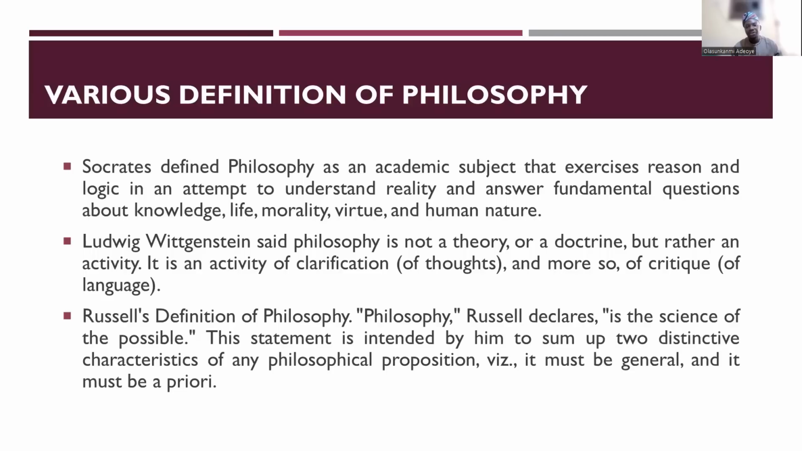Russell, in his own definition, said philosophy is the science of the possible. This statement was intended by him to sum up two distinctive characteristics of any philosophical proposition. Let me give you clarity on what it is saying. He said a statement must be general and it must be a priori. That is, you must be able to explain it through reasoning.